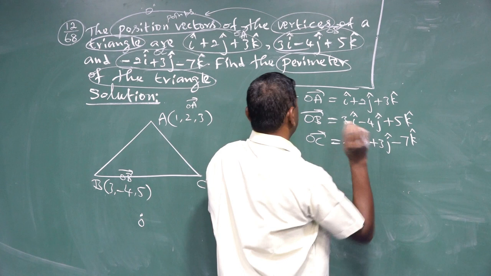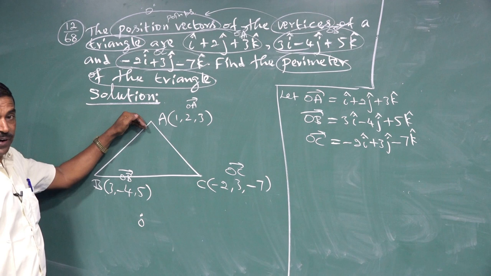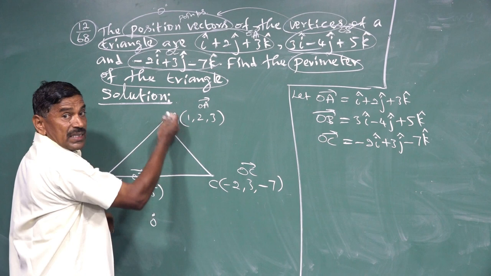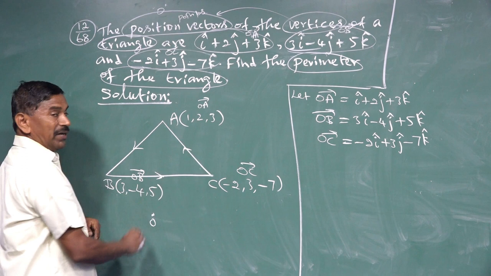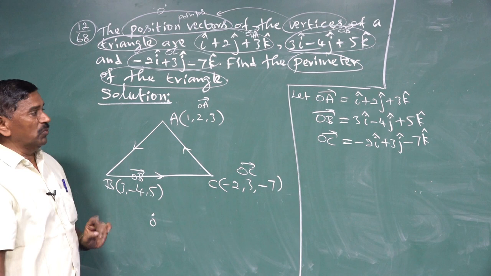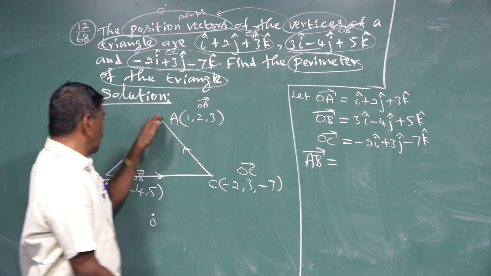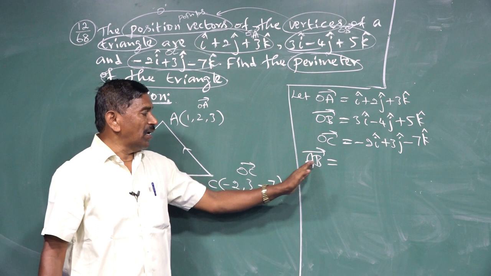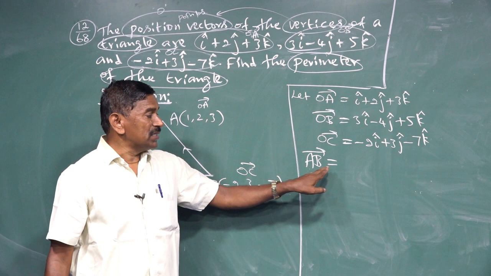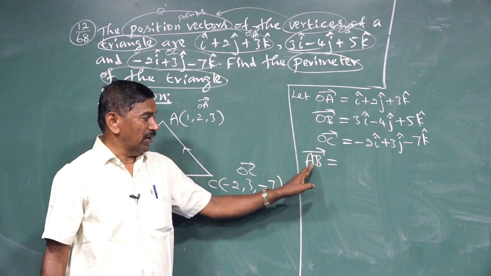Now next step. I want to find three sides, that is, AB vector, BC vector, then CA vector, in cyclic order. After that we want to find the perimeter, so we want to find the magnitudes. First, AB vector: A to B, B to C, C to A. AB vector equals OB vector minus OA vector, second minus first. For example, PQ vector equals OQ vector minus OP vector. Likewise, AB vector equals OB vector minus OA vector, and BC vector equals OC vector minus OB vector.